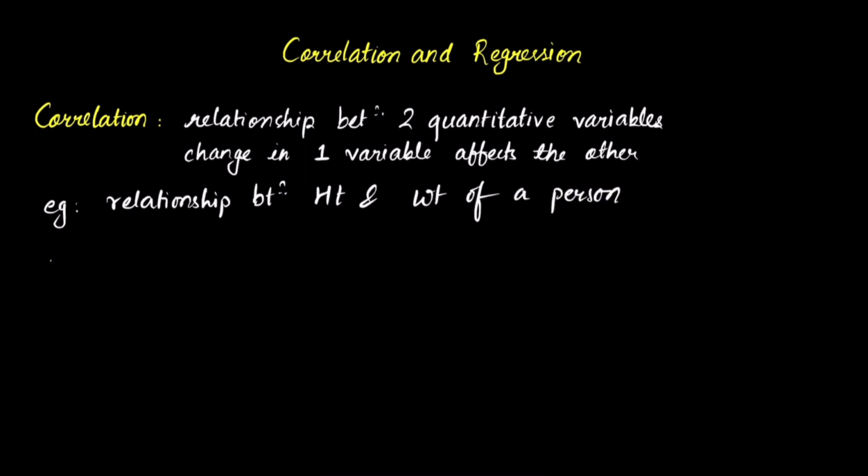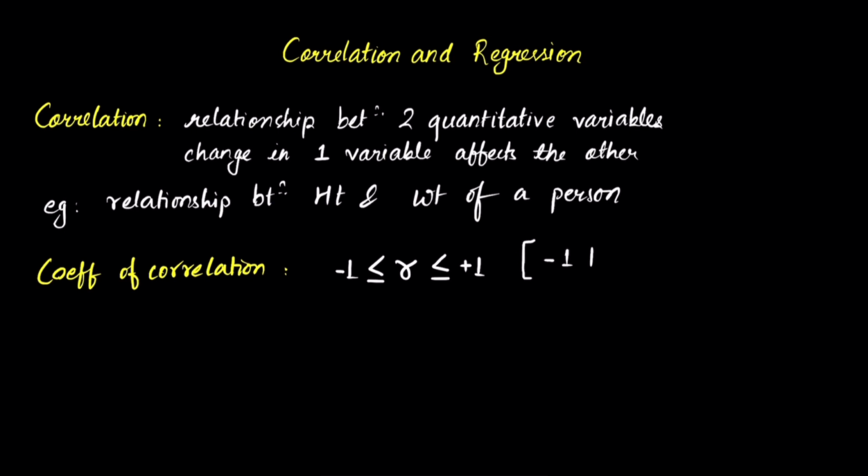Mathematically, there is a term called coefficient of correlation, and coefficient of correlation is denoted by small r. What you need to know is that coefficient of correlation is always less than or equal to +1 and greater than or equal to -1. So r lies within the range of -1 to +1. You will come to know more about it soon enough. But for now, you need to understand what is correlation and what's the range of coefficient of correlation.